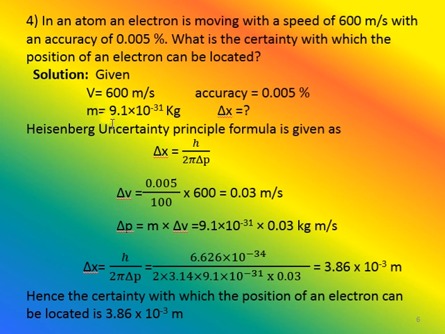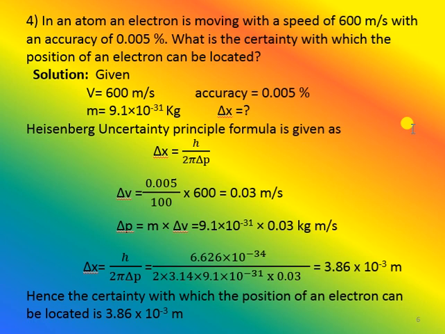Fourth numerical. In an atom, an electron is moving with a speed of 600 meter per second with an accuracy of 0.05%. What is the certainty with which the position of an electron can be located? In this numerical, velocity is given as 600 meter per second, accuracy 0.005%, mass of the electron 9.1 into 10 raised to minus 31 kg. We have to find out uncertainty in position.